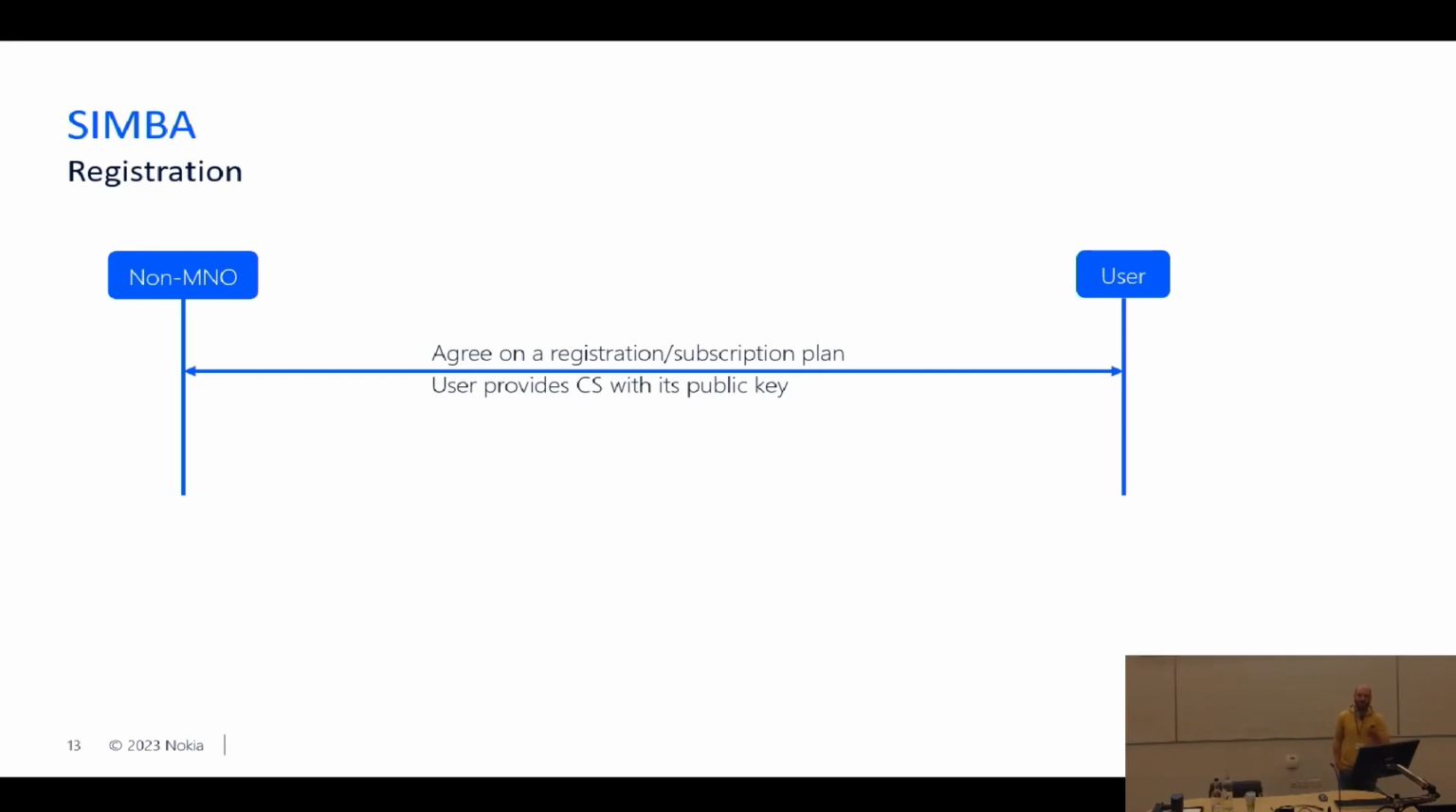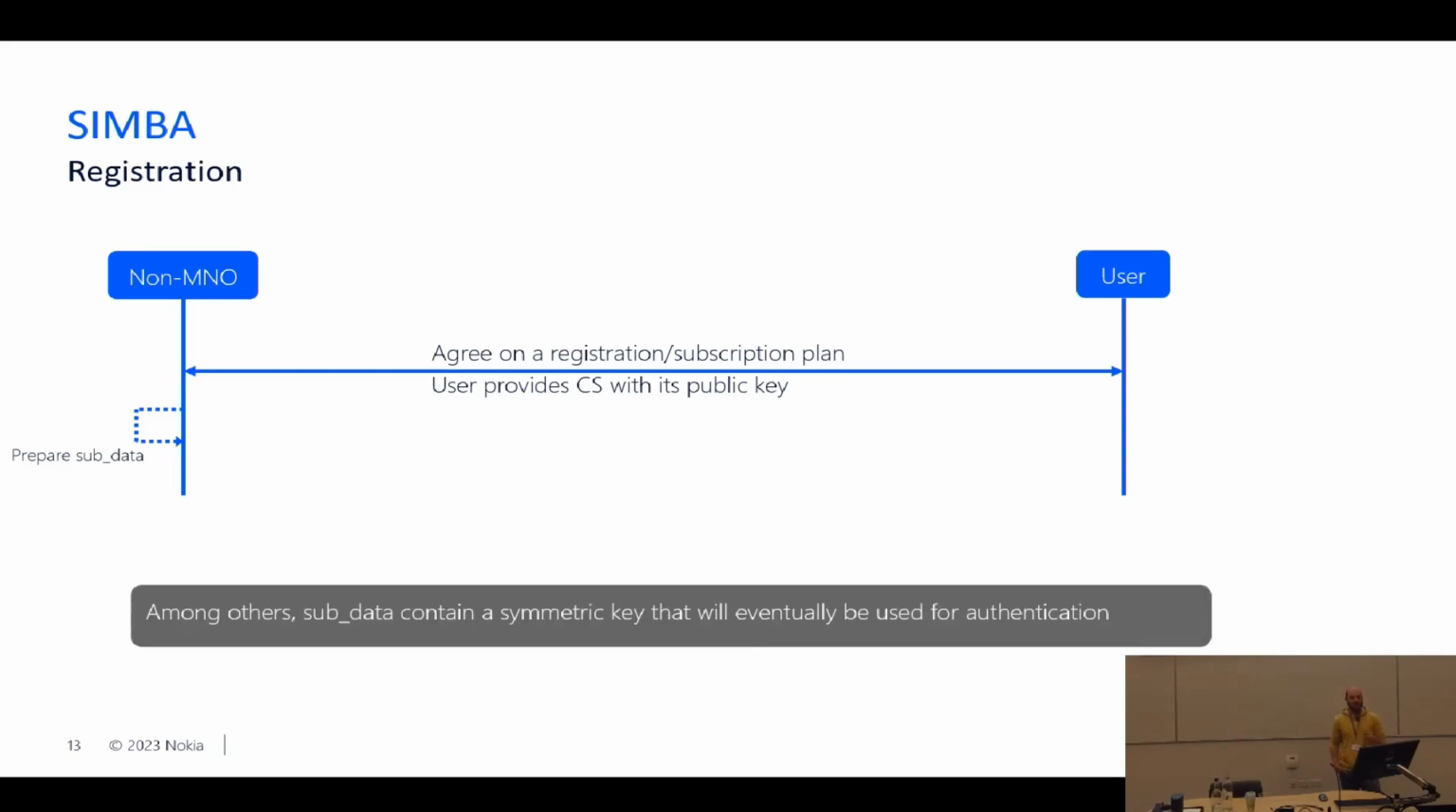As a first step, the user and the non-MNO service agree on a subscription plan, and the user provides the commodity service, non-MNO, with its own public key. At this point, the non-MNO service will prepare what we call the subscription data, which, among others, will contain a symmetric key that will eventually be used for authentication.